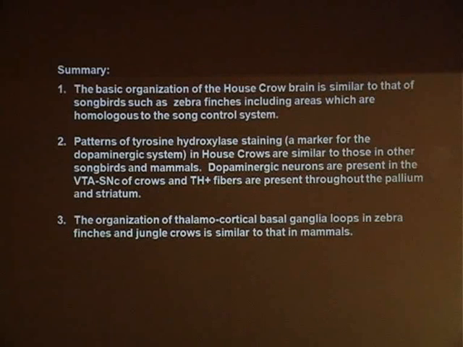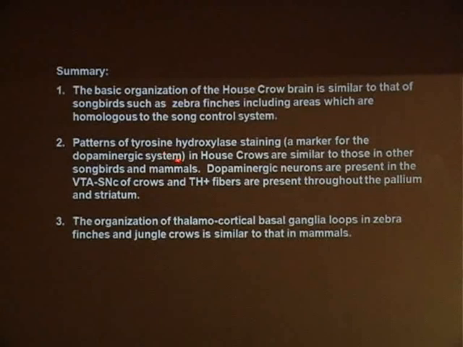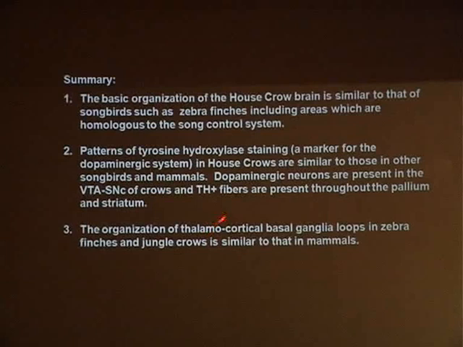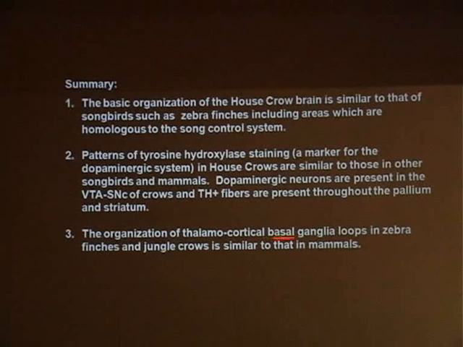So just to summarize, the basic organization of the house crow brain is similar to that of songbirds like zebra finches. And in fact, the patterns of tyrosine hydroxylase that we saw were also similar. We think that when we do tract tracing, we'll probably find these thalamocortical basal ganglia loops in our species of crows as well, although they have already been found in other species of crows like jungle crows. Now we move on to behavior.